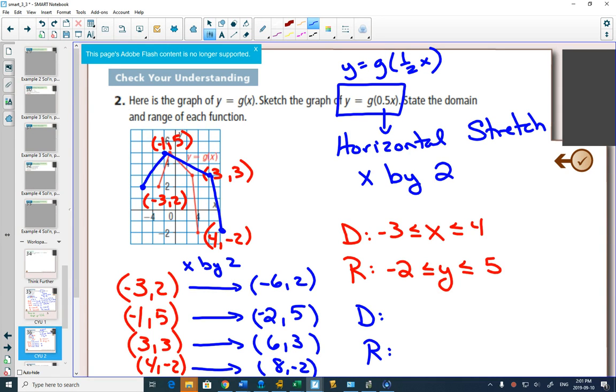On my blue graph, first of all, I'm going to do the range. Because we multiplied our x values by 2, our range is not going to change, because it's y values. But now when we look at our x values, our smallest x value was -3, now our smallest x value is -6. And our biggest x value was 4, and now it is 8.